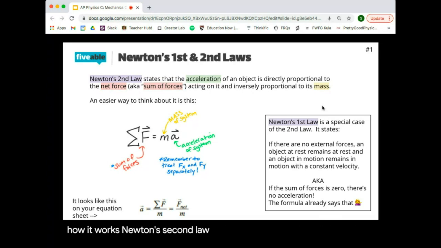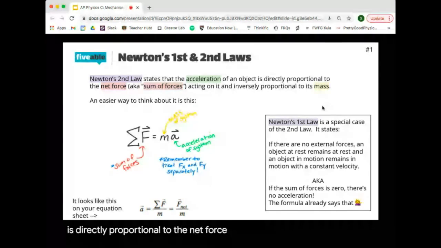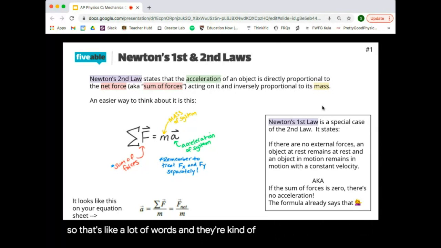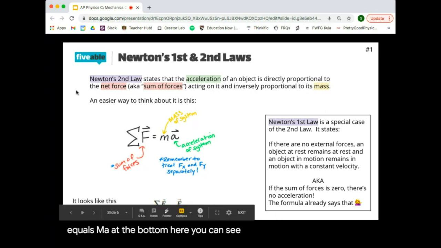Newton's second law says that the acceleration of an object is directly proportional to the net force or the sum of forces. You'll hear me say both. Those are the same thing. And inversely proportional to the mass. So that's a lot of words and they're kind of big. The easiest way to think about it is if we take the net force or the sum of forces on a system, it's going to be equal to the mass of the system times the acceleration. So F equals ma.